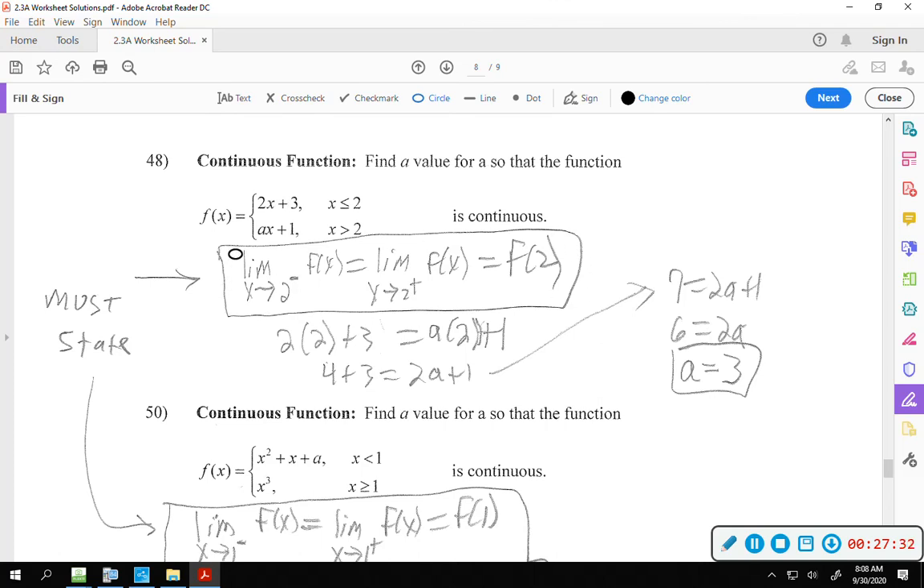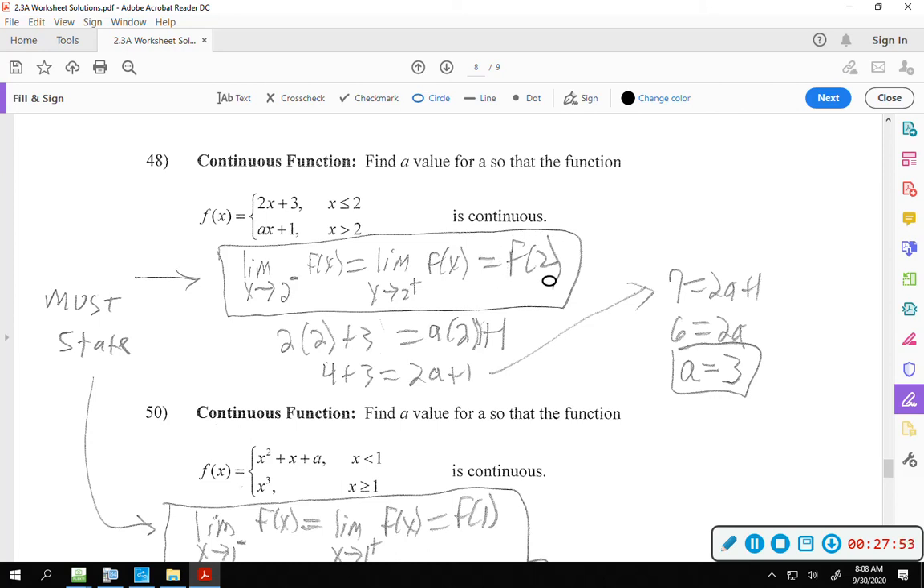Whenever you're talking about continuity of a piecewise situation, you're always going to state this. The limit as x approaches the x value at the breaking point, in this case 2, from the left of the function, has to equal the limit as x approaches 2 from the right of this function, has to equal f at 2. This is important. All of these have to be the same.